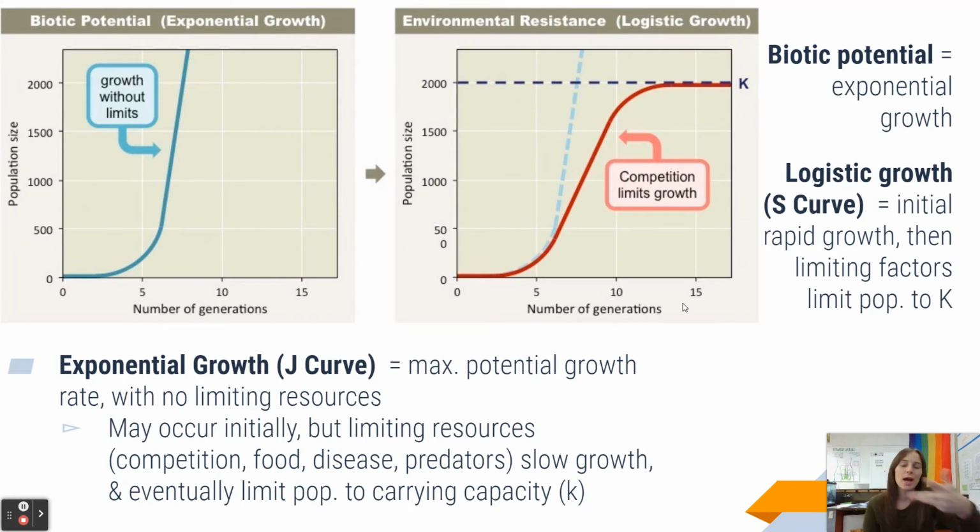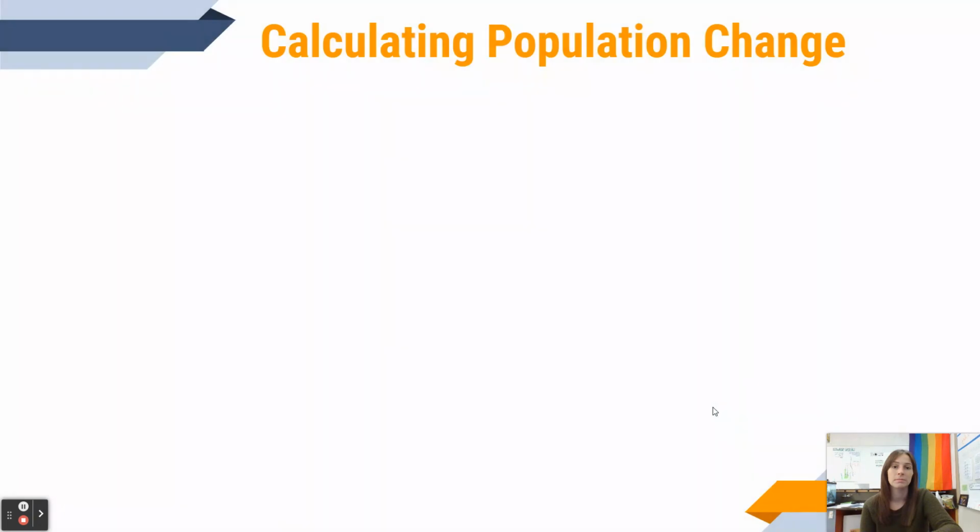And this is your kind of realistic over-time graph that we're going to be seeing with populations. Initially you are going to have this rapid growth like we saw with the exponential growth, because at this point you have unlimited resources. You're not limited by the population size. Then you're going to end up having limiting factors, and that's going to limit the population to its carrying capacity. So you're going to see it level off around the carrying capacity right there. And that's going to be a logistic growth curve.